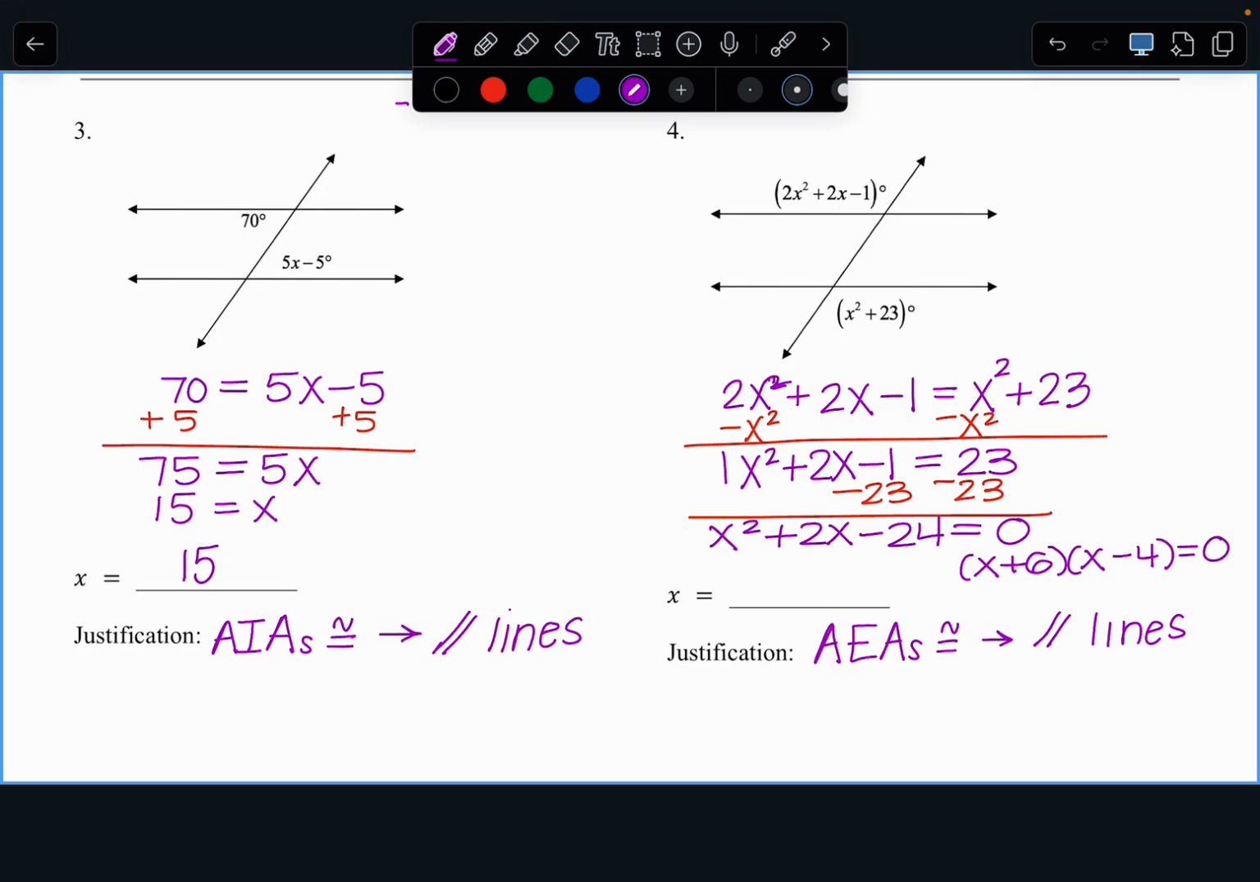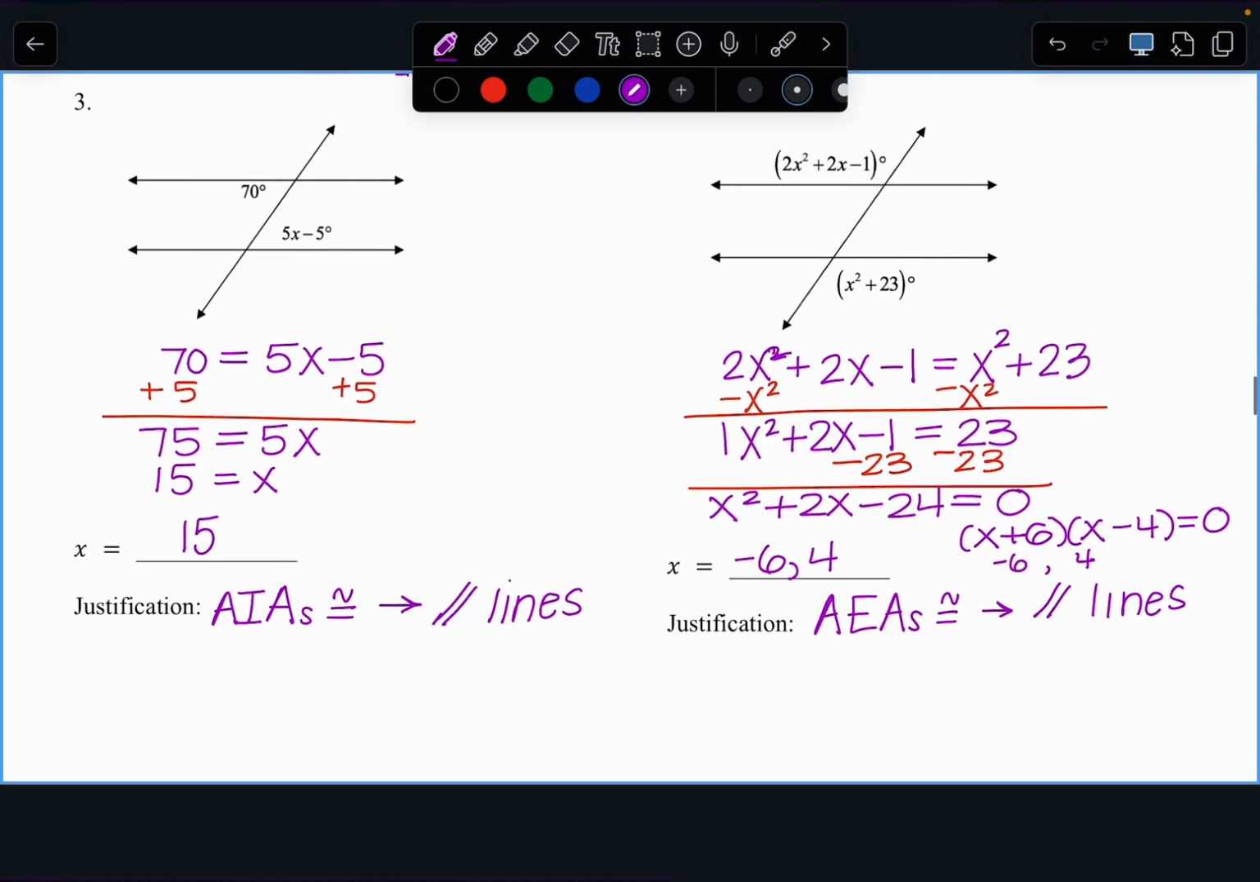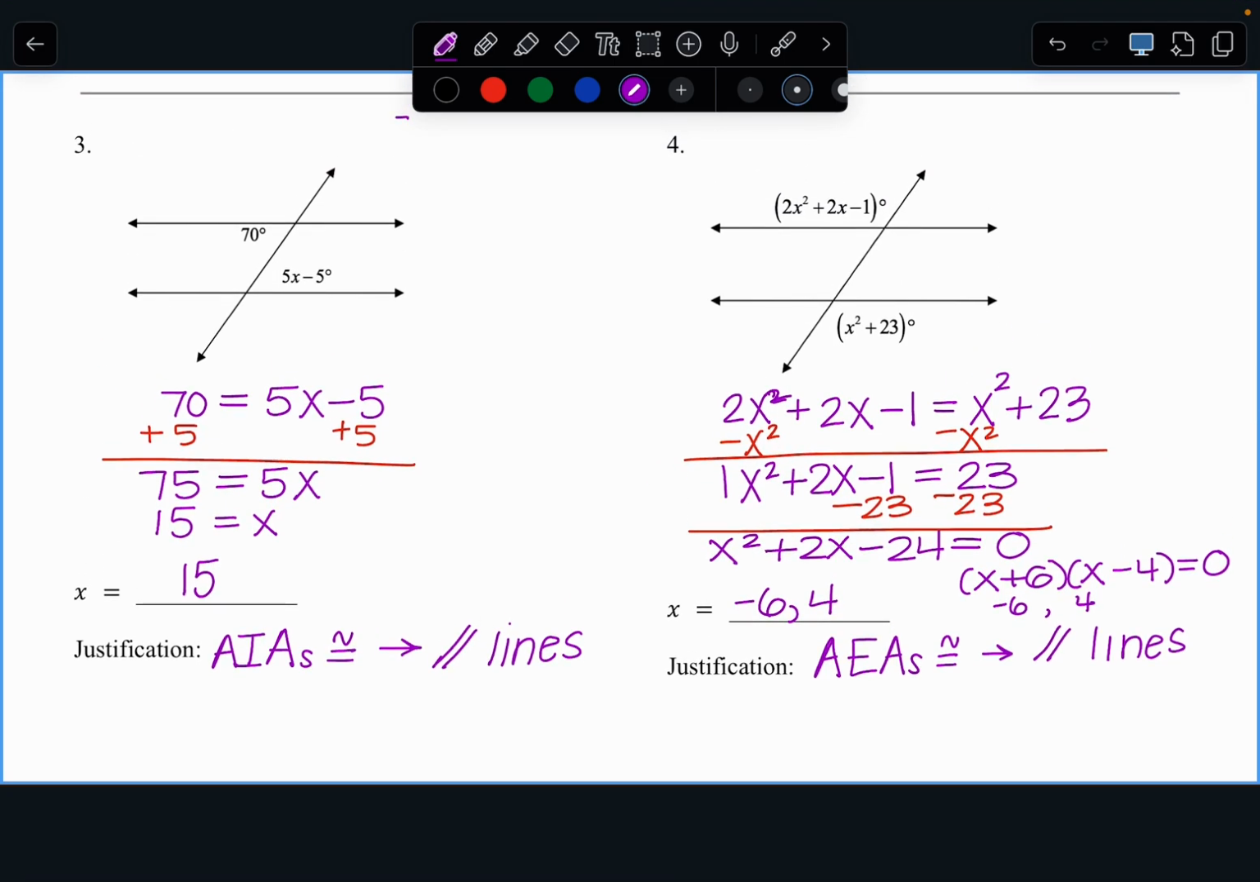So x is -6 and a positive 4. If we plug those in, both of them will work. So -6 and 4 both work. How do we feel about questions 1, 2, and 3? Does it make sense about how we're using those justifications to go about solving for a missing value?